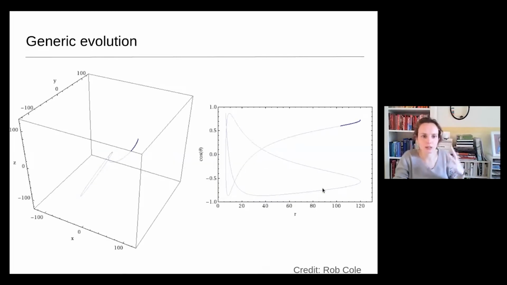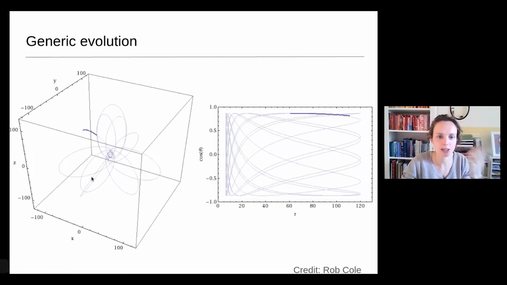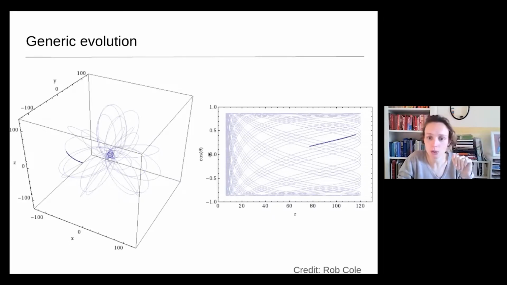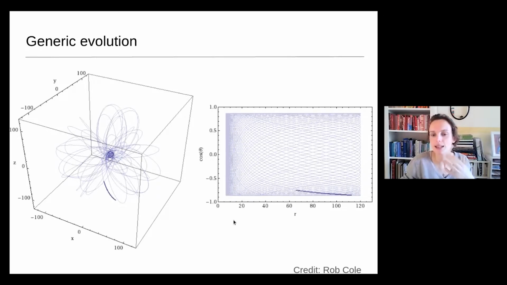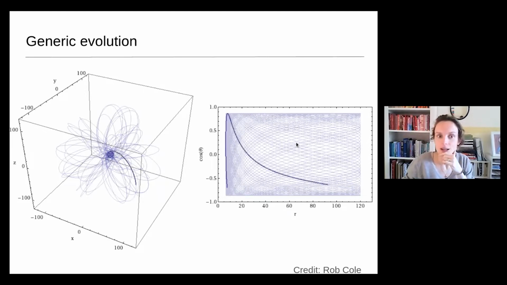To see this pictorially, if we first look at the left picture and some generic evolution, this looks fairly messy, not very informative. But if we now project this orbit onto the r theta plane, what we see is that over long times I'm essentially filling out this complete r theta plane. And that's the reason why averaging is a good idea, because you are completely mapping out this r theta plane.